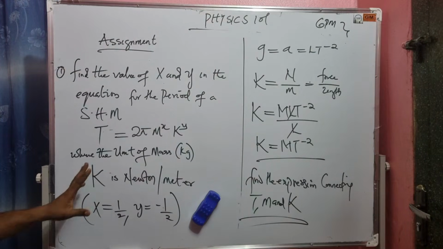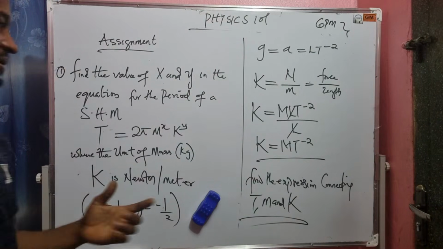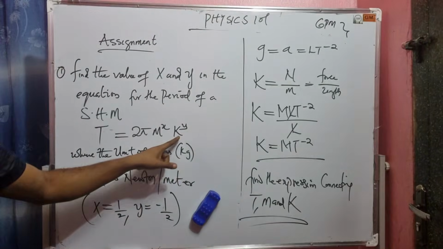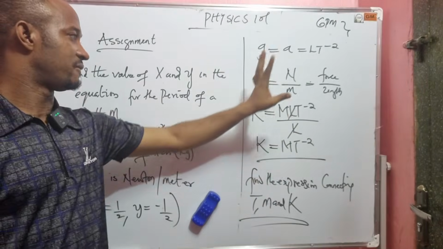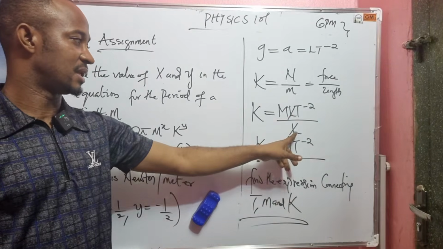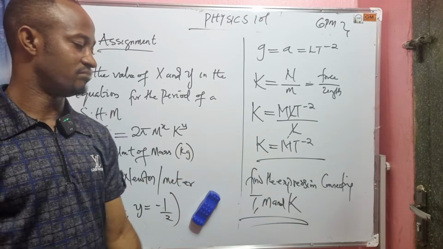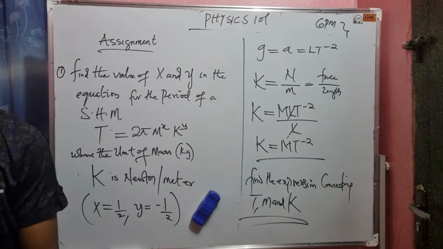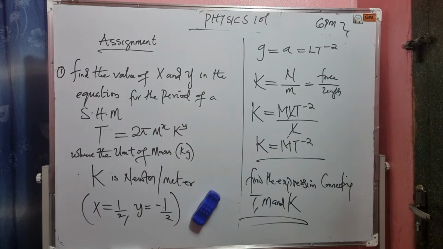I'm not going to solve it, but I've defined something for you: k represents force over length, which is MLT^-2 divided by length. Length cancels length, so MT^-2. I hope this is clear, right? If it's clear, please indicate from the comment section.